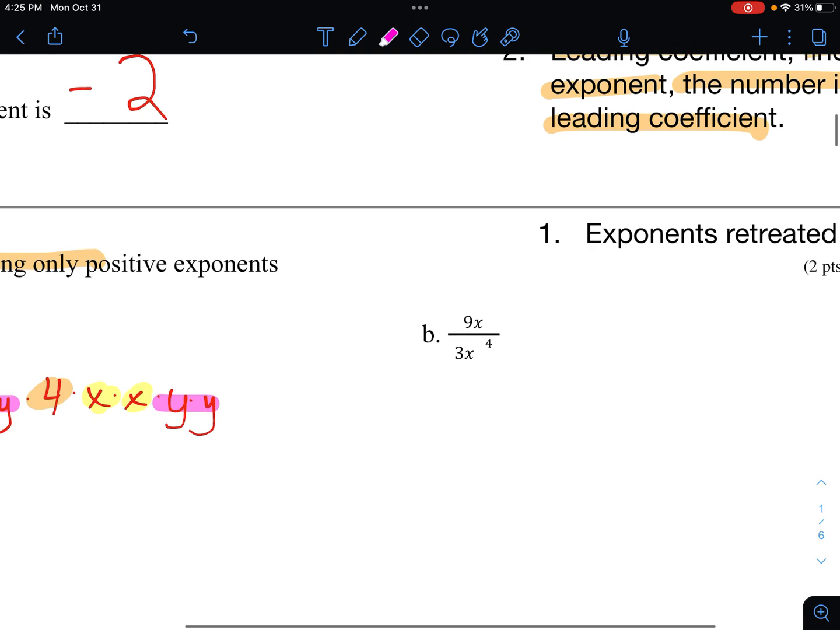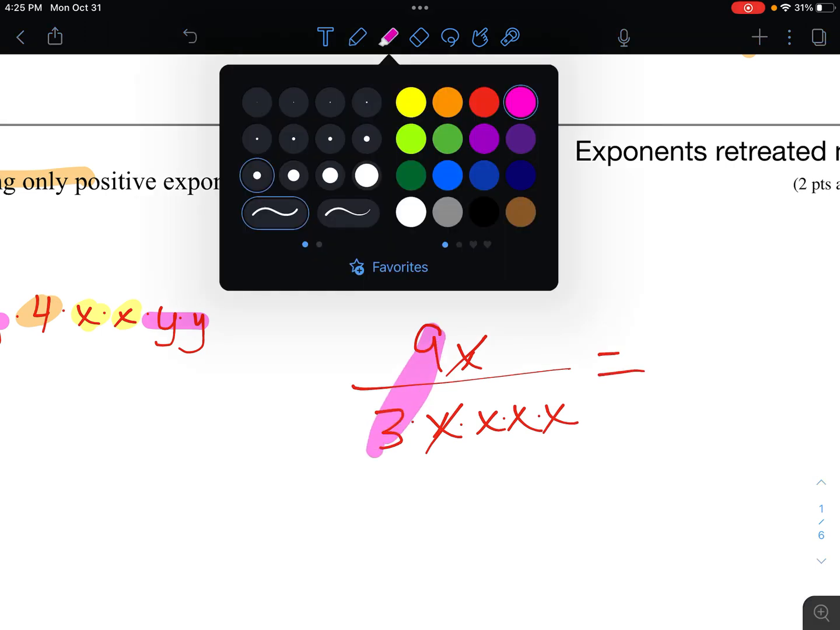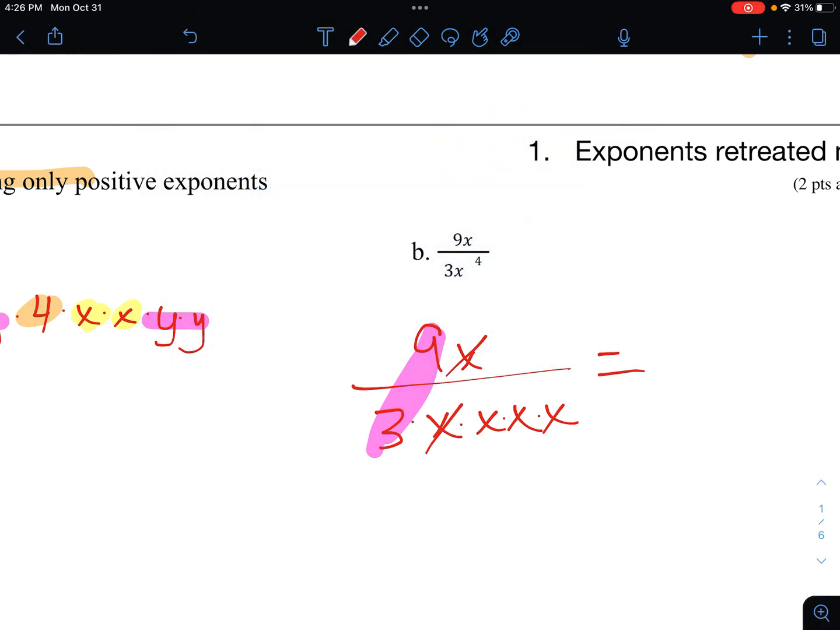Looking at letter B, same thing, right? This is quotient rule. So we can expand this out. So we can write this as 9 times x divided by 3 times x times x, 4 times, right? And in here we can cancel out. So if we have 1 on top, we can cancel it out with 1 on the bottom, right? Notice there's no more x's up top, so we're done. But you have to remember we have to simplify this fraction here, right? So 9 over 3 simplifies to just 3. So then our 3 is on top, right? And then we still have these 3 x's on the bottom. So it becomes x to the 3rd power.